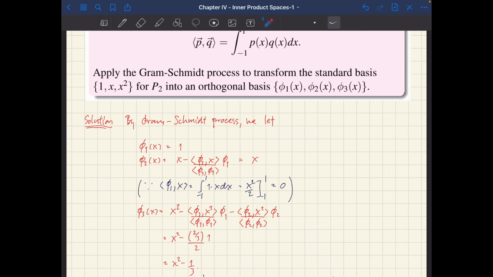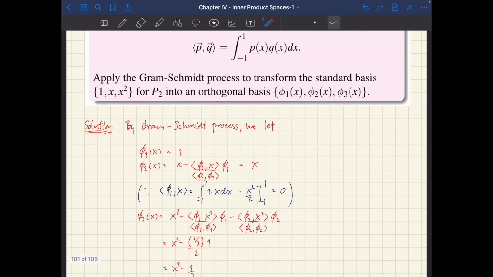What does it mean? The inner product of phi 1 and x is equal to the integral from minus 1 to 1 of 1 times x dx. And this one is equal to x squared over 2, evaluated from minus 1 to 1, and this is equal to 0. So that's why phi 2 is equal to x.